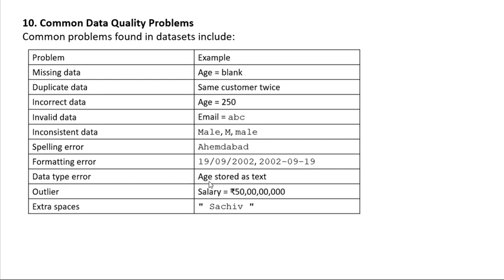Data type errors means age is stored as text and names are stored as integers. Then outliers, like a salary given as 5 crores, and extra spaces, like spaces inside the quotes and after the names. These are the common data quality problems.